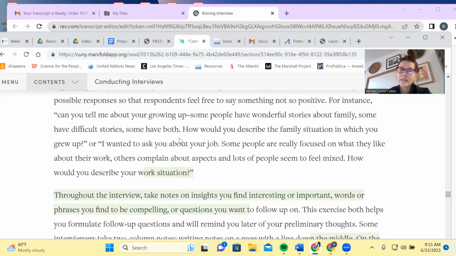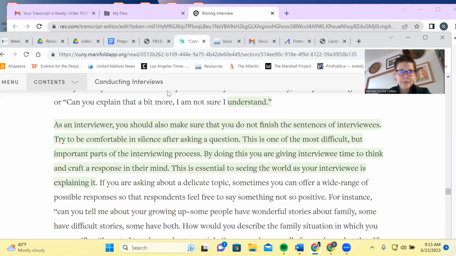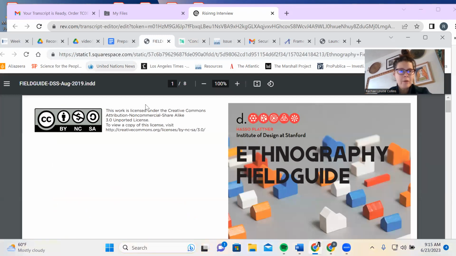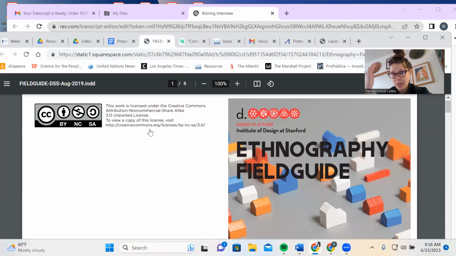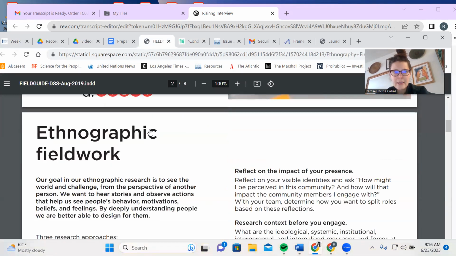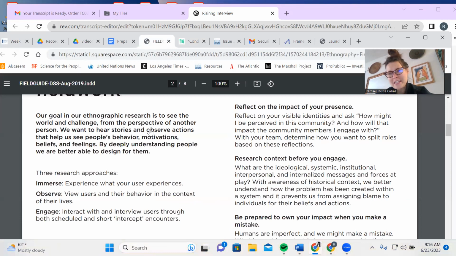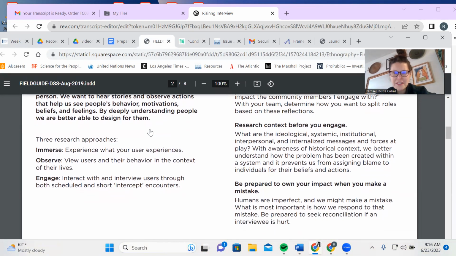Okay, so you have the conducting interviews guide, and you also have this one, which you can find at the beginning of the modules, in the general information modules. I like it because it's a kind of field guide, and it breaks things down a little more simply than the other one. The other one's kind of a long introduction to ethnographic interviewing, but this one's nice. It's got the bullet points, right?